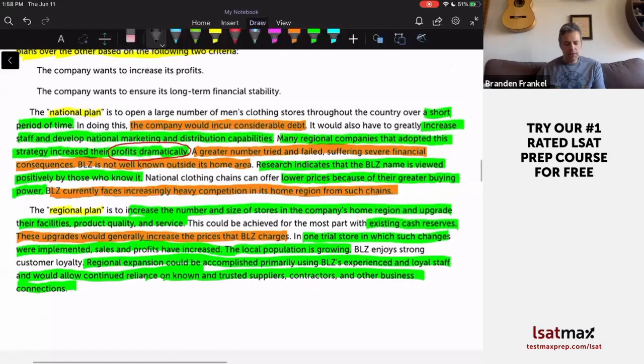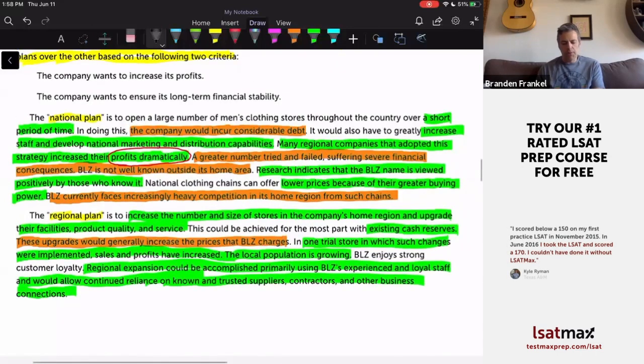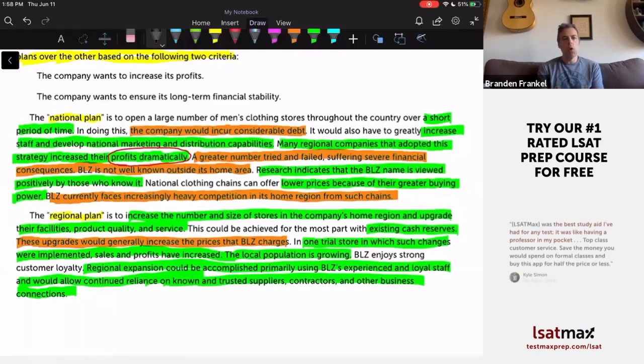And so let's address that with regard to profitability. Well, we're not well known. However, we are well known in our home region. And so we know how to market ourselves already. And so we can use that experience and build upon it to reach a national market.